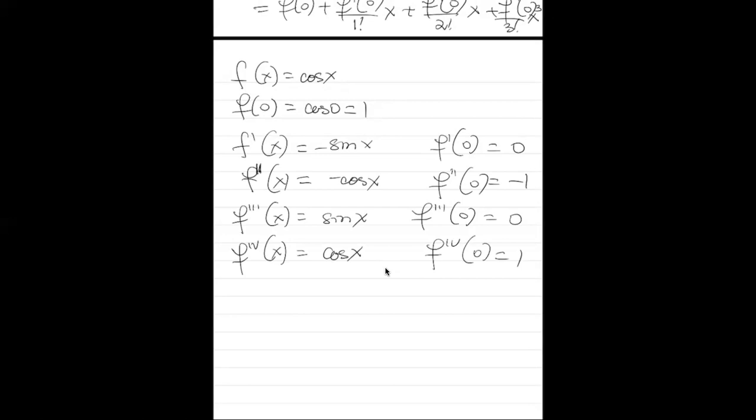So when you substitute this and you want a 4th degree polynomial, we can say cosine x is equal to the sum of its Taylor series: 1 minus x squared over 2 factorial plus x to the 4th over 4 factorial, plus a remainder term. So that concludes the review section.